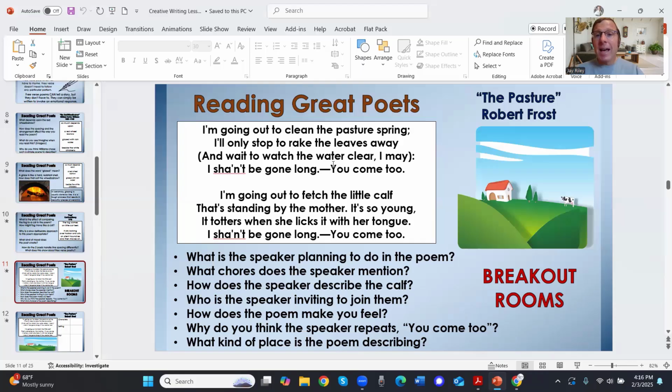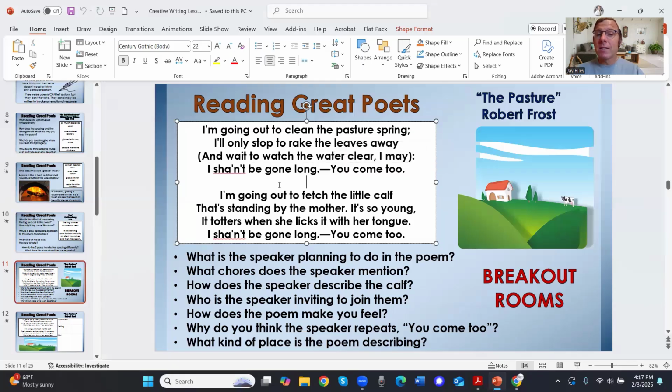So let's take a look at The Pasture. I'm going out to clean the pasture spring. I'll only stop to rake the leaves away and wait to watch the water clear, I may. I shan't be gone long. You come too. I'm going out to fetch the little calf that's standing by the mother. It's so young, it totters when she licks it with her tongue. I shan't be gone long. You come too.